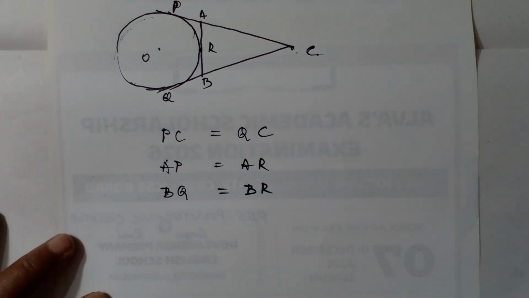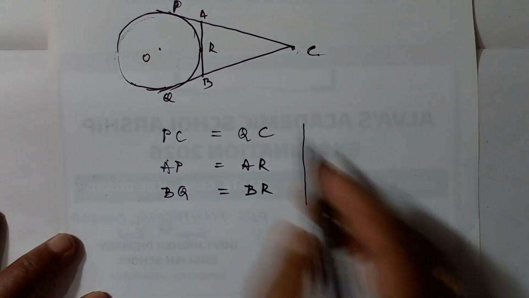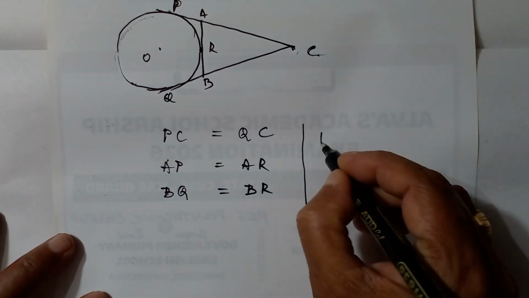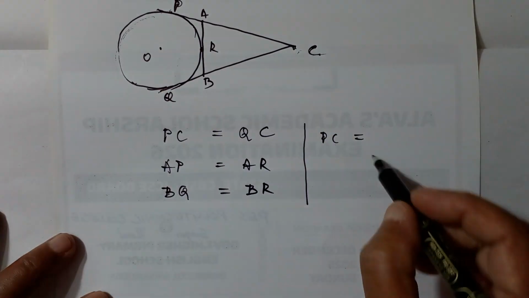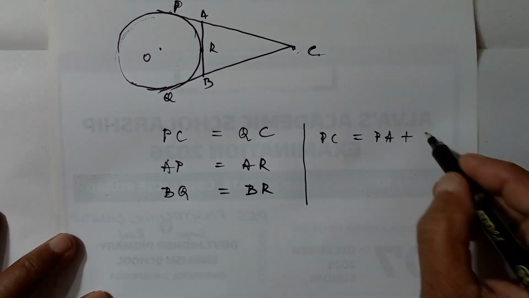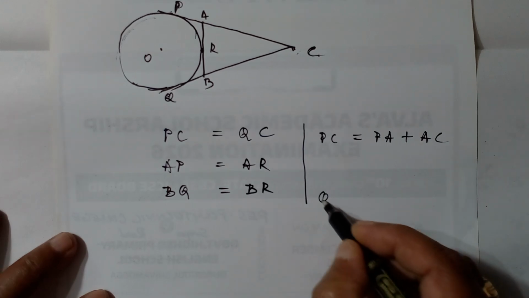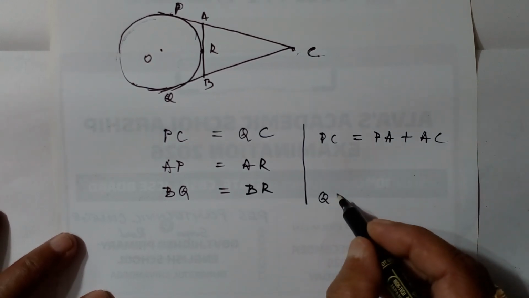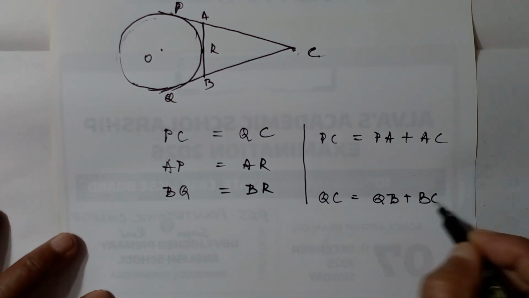After that, I want to write the tangent PC. That PC is made up of the sum of two line segments, PA plus AC. In the same way, QC is made up of the sum of two line segments, QB plus BC.